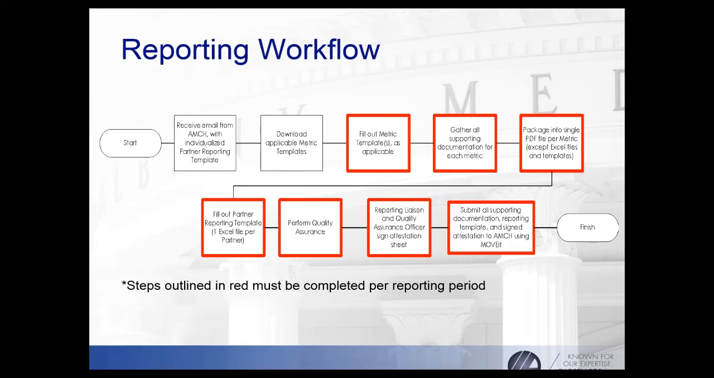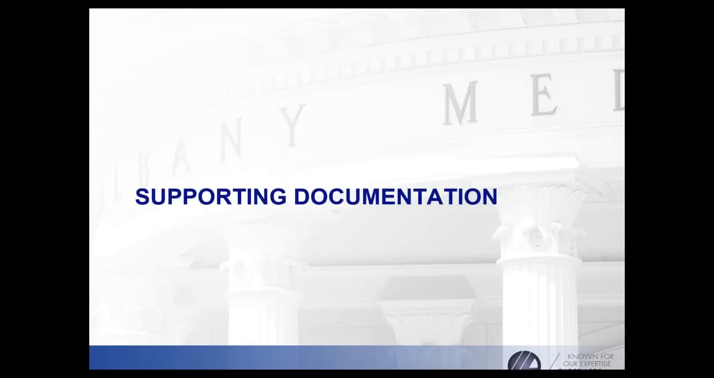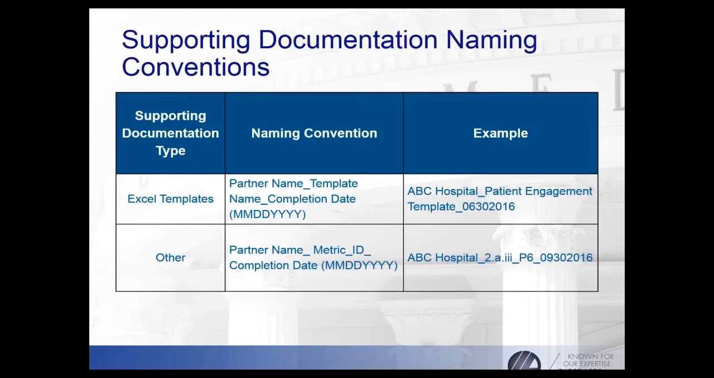And you'll want to make sure that you fill out your partner reporting template. Again, it'll be that Excel file that you all received. Make sure that it's completed. Perform quality assurance on your documentation and also on your reporting template. Make sure that everything is accurate. The information that you're providing is correct. And you will need review from your reporting liaison and quality assurance officer.